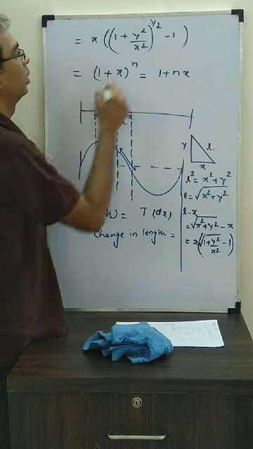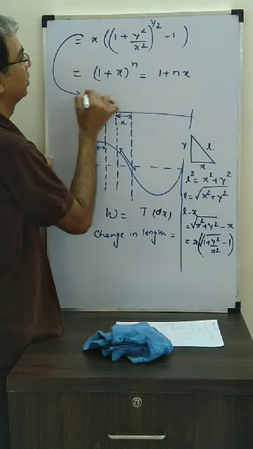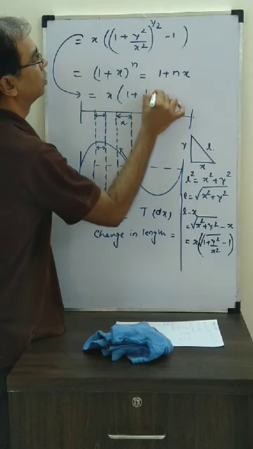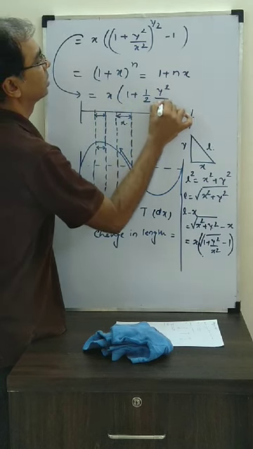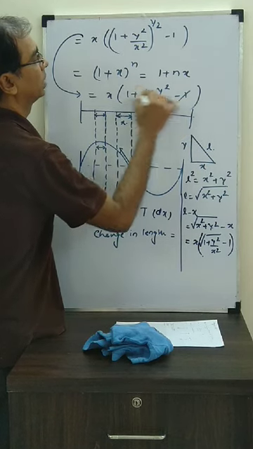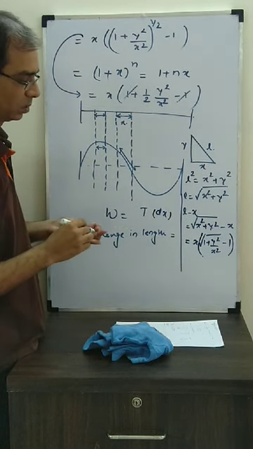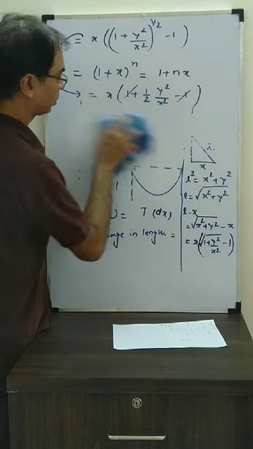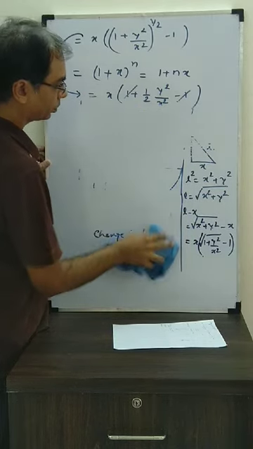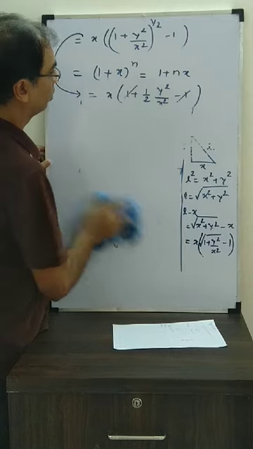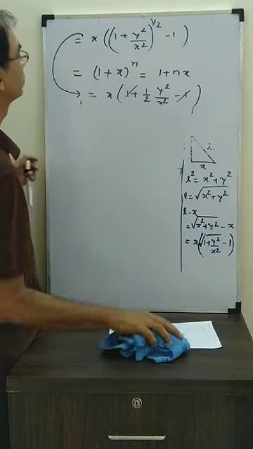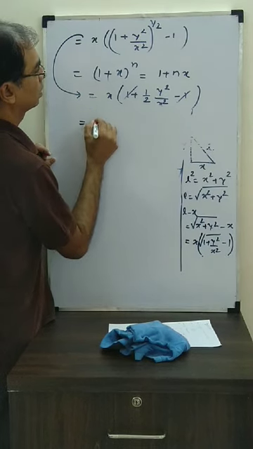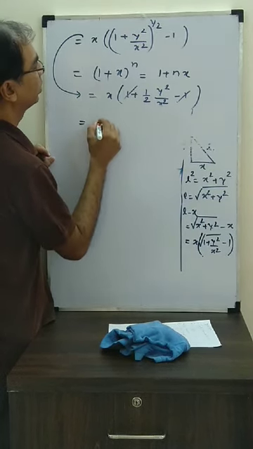This half will come over here. So this step here we will be writing as x into (1 plus 1 by 2 y square by x square) minus 1. This minus 1 and this plus 1 is getting cancelled. Okay. Then what? What's coming? It's coming as, this x we can multiply inside over here if you want.